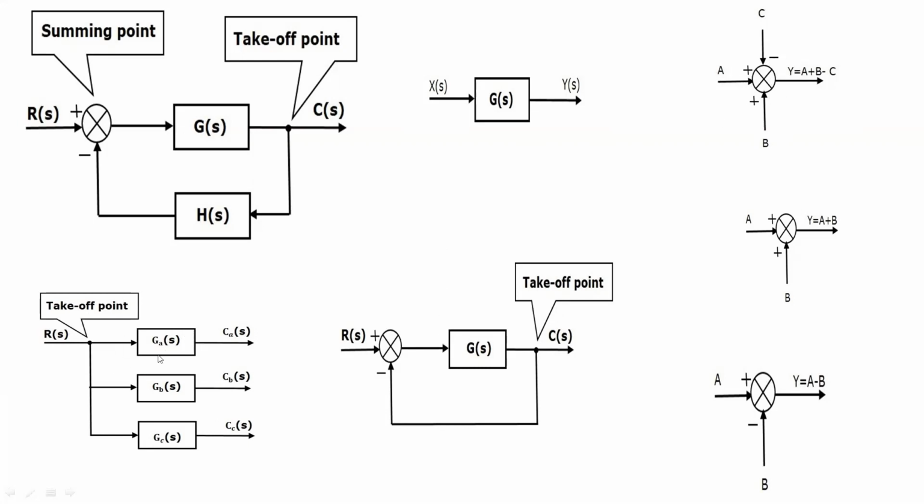Then we have a takeoff point, which is a point from which the same input signal can be passed through more than one branch. That means with the help of a takeoff point, we can apply the same input to one or more blocks or summing points. So here the takeoff point connects the same input R of S to two or more blocks: GA of S, GB of S, or GC of S. Then again, a takeoff point is used to connect the output C of S as one of the inputs to the summing point.